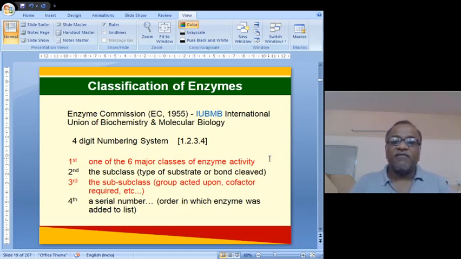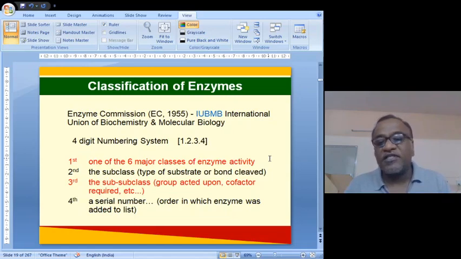The Enzyme Commission in 1955, that is the International Union of Biochemistry and Molecular Biology, gave the 4-digit numbering 1, 2, 3, 4. The first digit represents one of the 6 major classes of enzyme activity, and the second digit represents the subclass, that is the type of substrate or bond cleaved. The third digit represents the subclass, that is the group acted upon, the cofactor required, etc. And the fourth digit represents a serial number, that is the order in which the enzyme was added to the list.